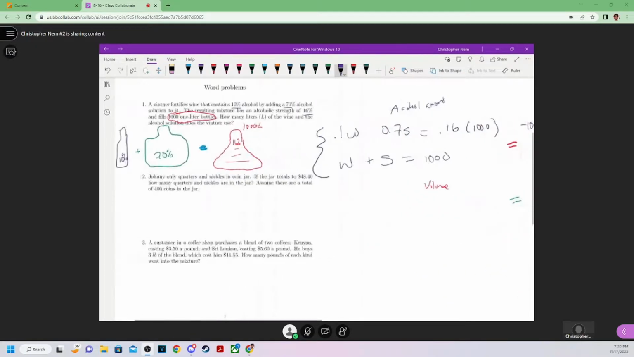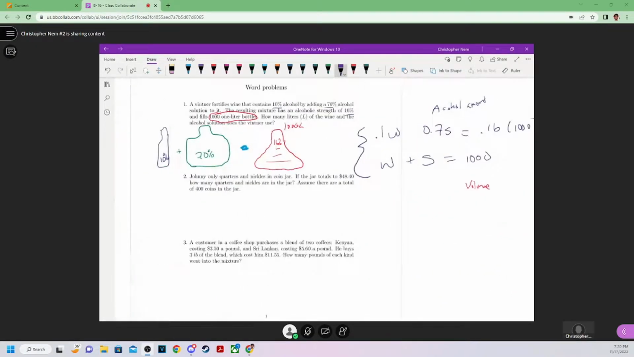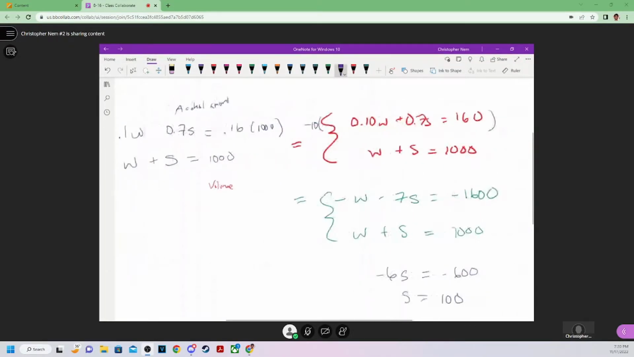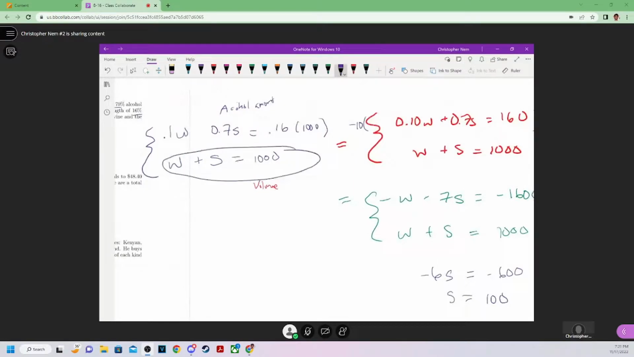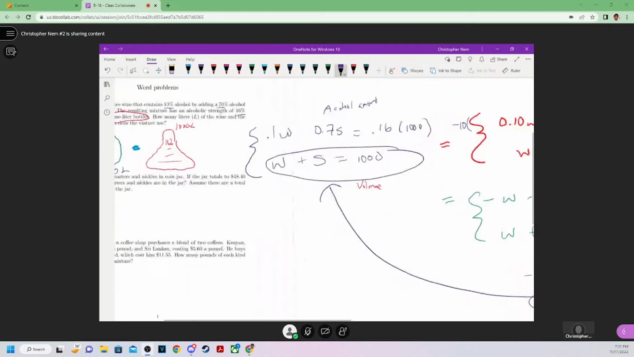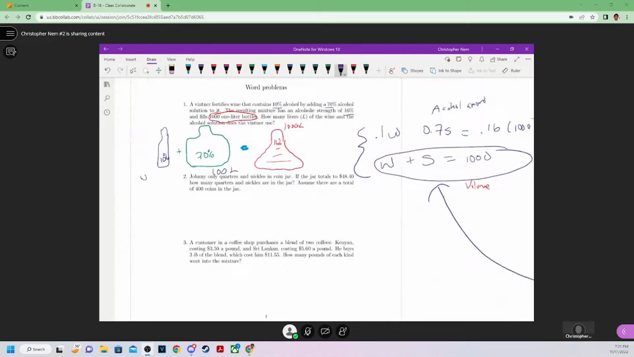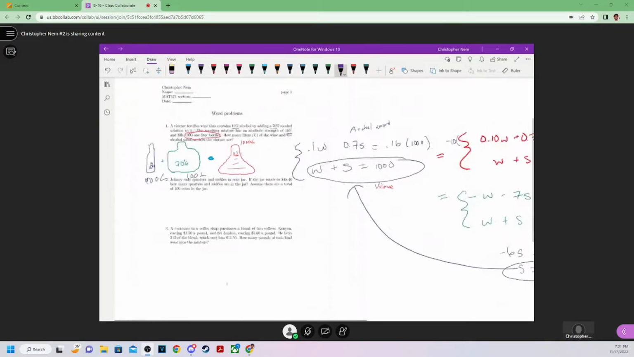So that means this solution has 100 liters. Well, if I figure that out, remember, they have to add up to 1,000. So if I plug in S over here, I should instantly get the wine being, how many liters? 900 liters.